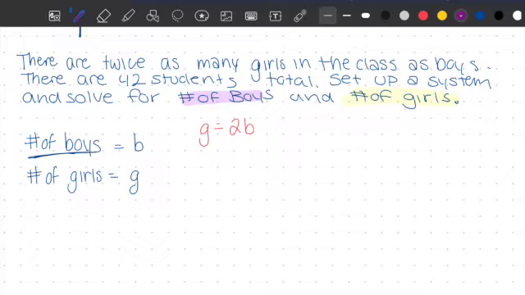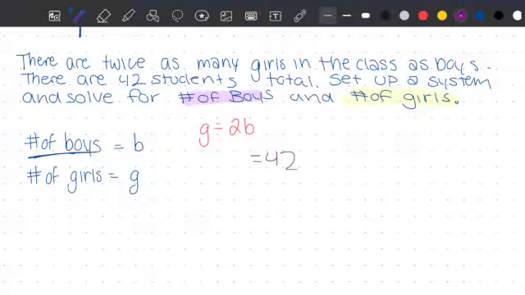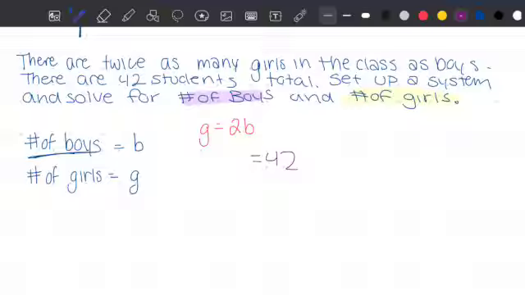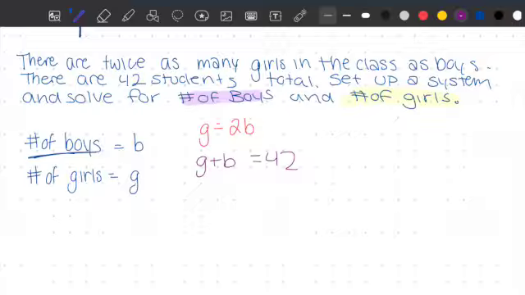My second equation, so that second sentence: there are 42 students in the class total. What would this equation look like? It's something equals 42, but what equals 42? Are you sure it's G times B? Plus B, yes. Okay, we're not multiplying the boys and girls together. We don't do that at school. We are going to add them to get a total of 42. Okay? Now we've set up our two equations.